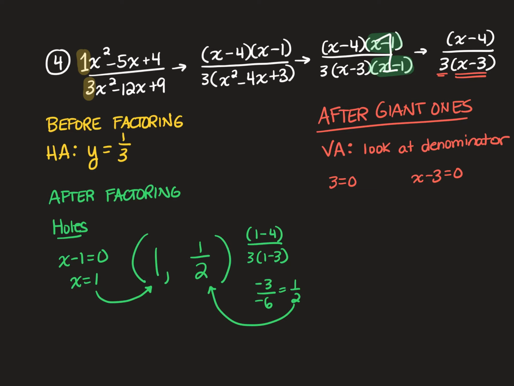Well, there's no way I can make 3 equal 0, right? I mean, it's impossible. It can't happen. So this doesn't give us an asymptote. However, 3 would make the second factor 0. So this is my vertical asymptote.